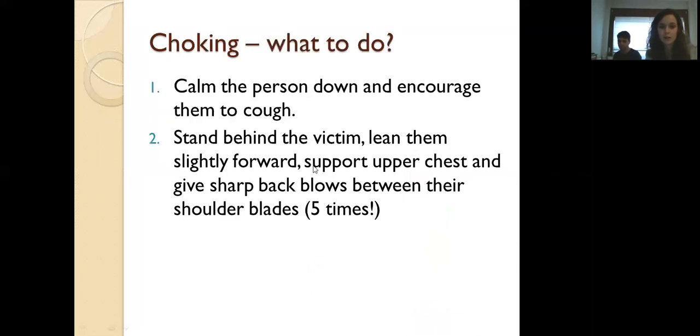And what can you do? First thing is you calm them and you encourage them to cough. So it's okay, cough. Okay. And then if they're still choking, then you should ask them to stand up.